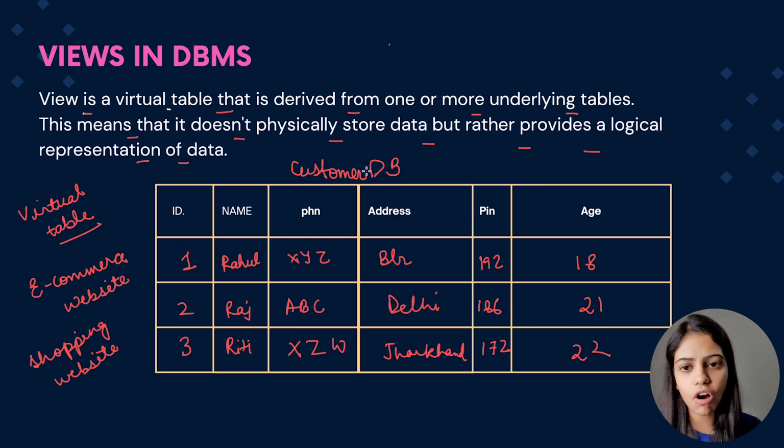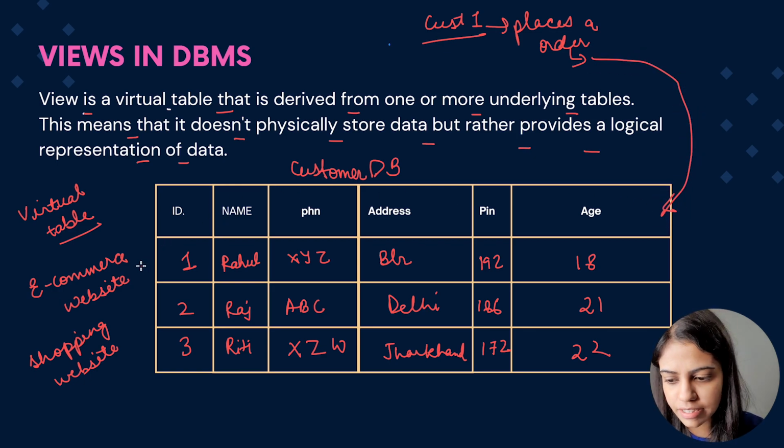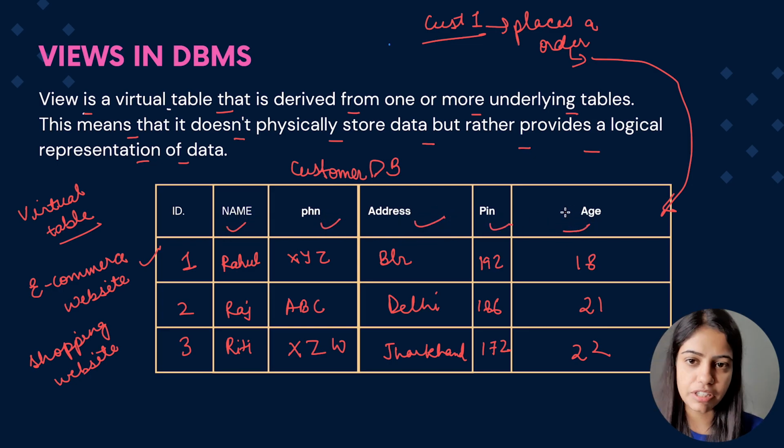As I am running an e-commerce website, there would be a database in which all the things would be stored. So consider that there is one customer, customer 1. It places an order in my website. Now what it will do is it will generate some ID for that particular customer. It will feed the name, the phone number, the address, the PIN and the age of that particular customer.